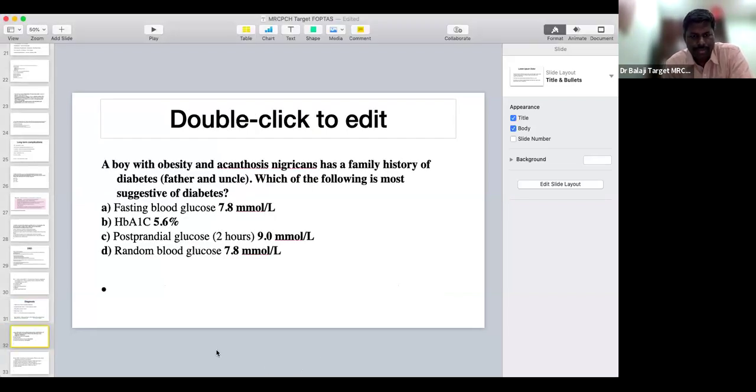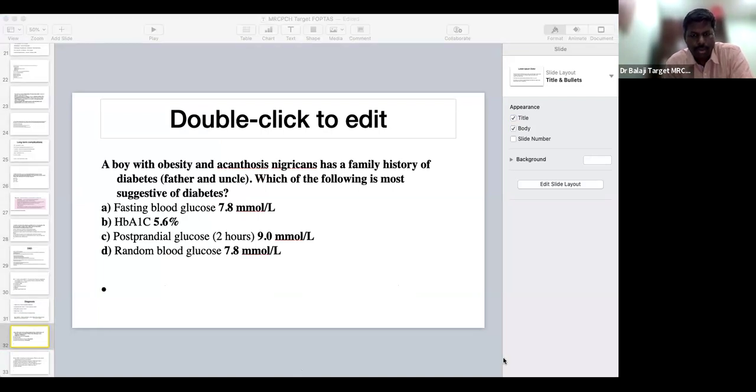Who wants to tell? So here is a boy with obesity and acanthosis nigricans who has a family history of diabetes, father and uncle. Which of the following is most suggestive of diabetes? Fasting blood glucose of 7.8, HbA1c of 5.6, postprandial glucose after 2 hours of 9, and random blood glucose of 7.8. So who wants to answer?